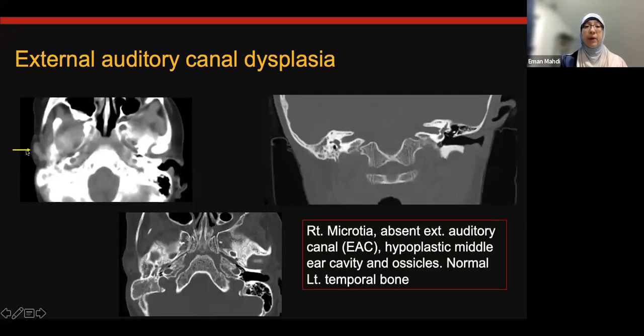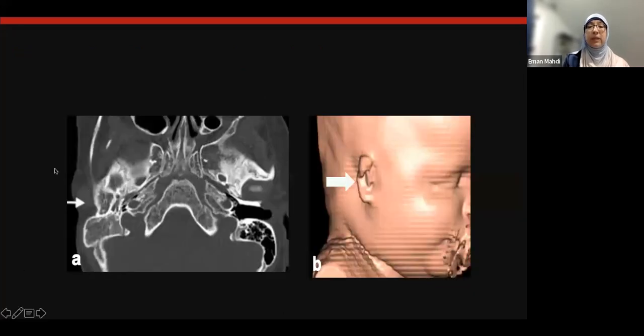And that's an example of external auditory canal atresia, an abnormality of the pinna of the ear. We don't see the external auditory canal, but also we don't see the middle ear cavity, so it's a more severe form. That's the same appearance on the coronal cut, and the left side has the normal appearance of the external auditory canal. The same patient, and these are the 3D reconstructed images showing the deformity of the pinna of the ear.